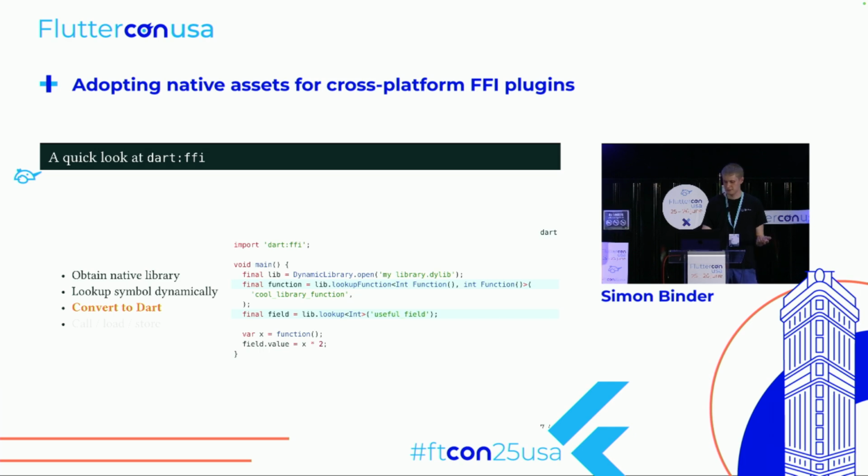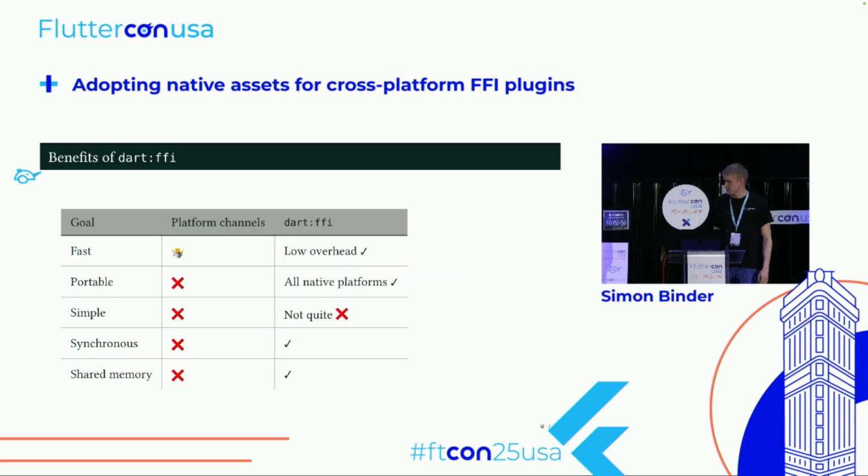But once we've converted them to Dart, it's actually incredibly easy to call them, right? So if we have a function, we just call the function. And if we have a field, we can use .value, which has a getter and a setter, which we're able to use. So I think Dart FFI is already a massive improvement over what we've seen with platform channels, but we're not quite there yet.